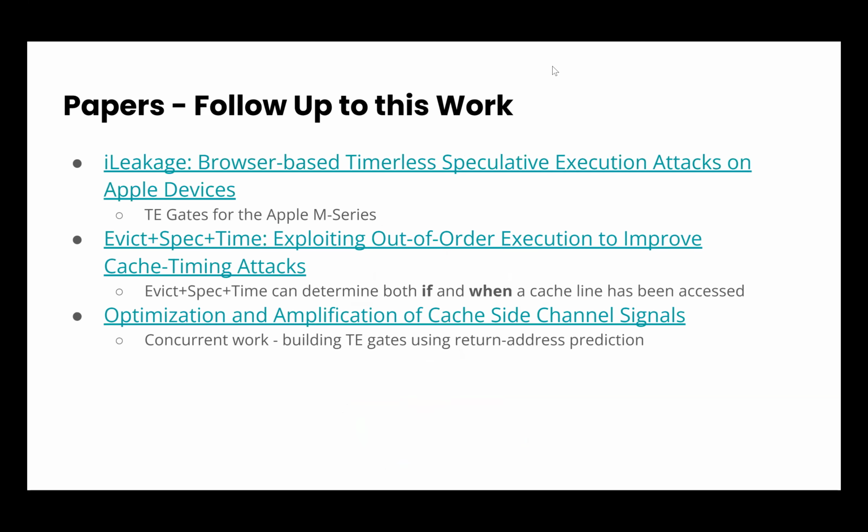Additionally, we found some other papers that cited this work. This first paper is the same thing, but for Apple Silicon. The second paper expands on the work in this paper to create a new attack called Evict+Spec-Time, which, in addition to just determining if something has been accessed, can also tell you when. And then the paper also mentions this third paper, optimization and amplification of cache side channel attacks, as another work, done by David Kaplan, I believe. They take advantage of return address prediction to also do amplification, I think of around 600 milliseconds, if I'm remembering correctly, but a pretty significant margin.